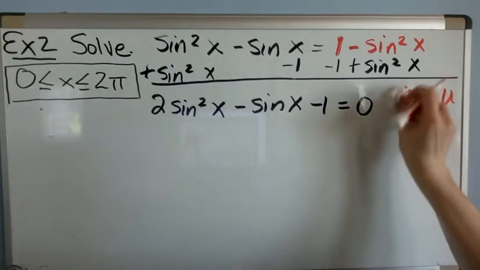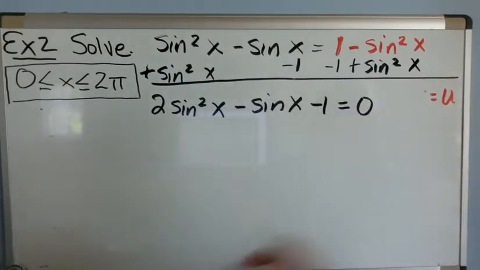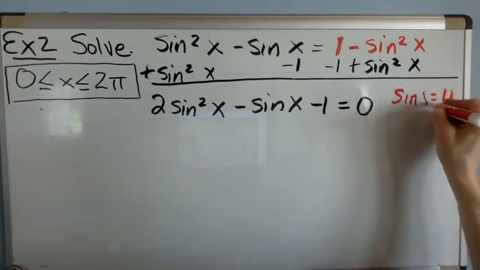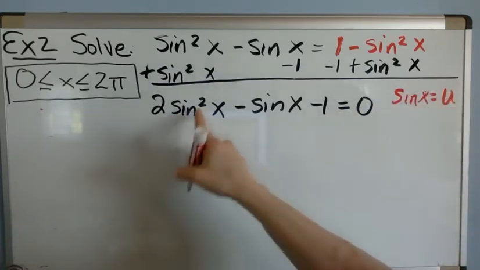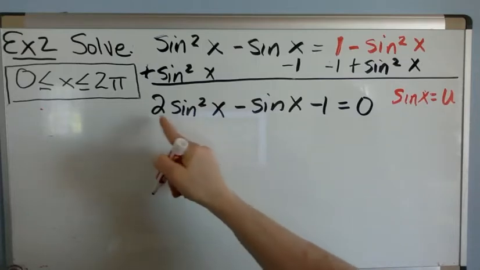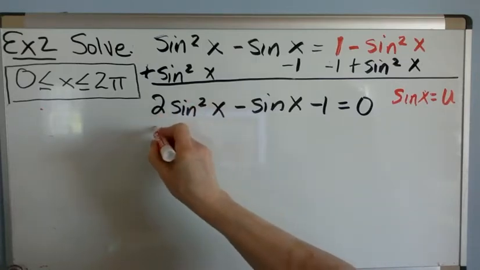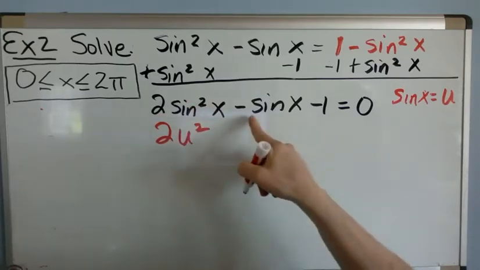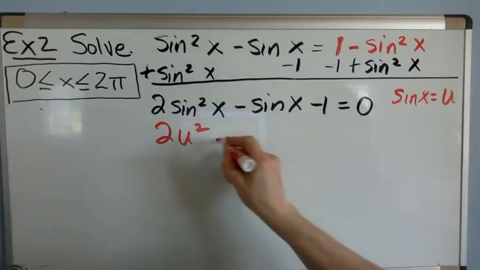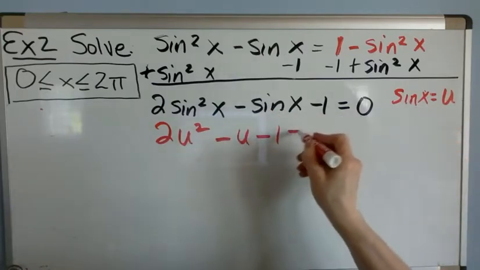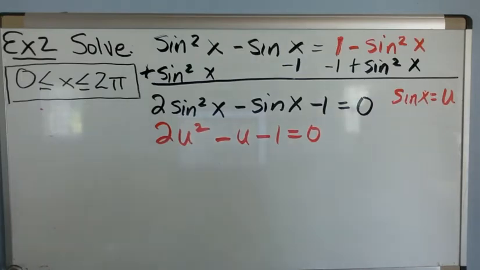Let's make this a little clearer. Everywhere I see sine of x, replace it with u. Remember, this is sine of x squared, so this is really 2u squared. And replace the sine of x with u, minus u, and then minus 1 equals 0. And now you can definitely see it has quadratic form.